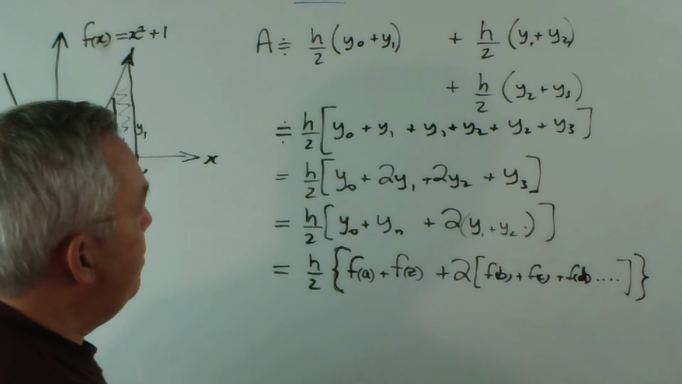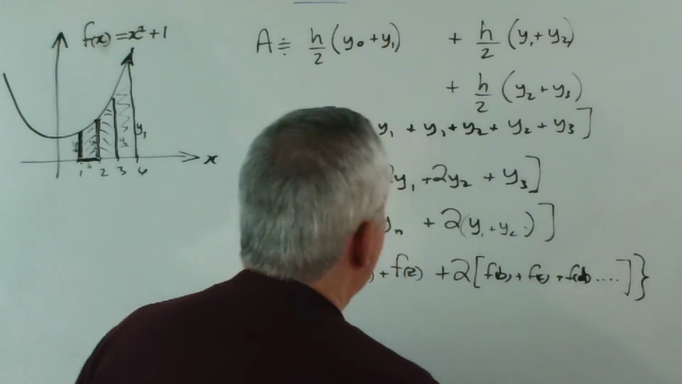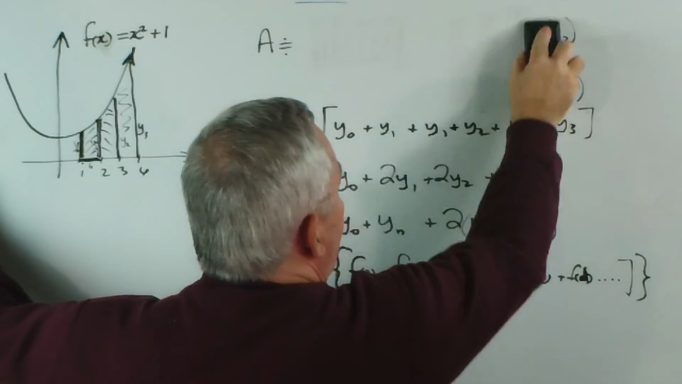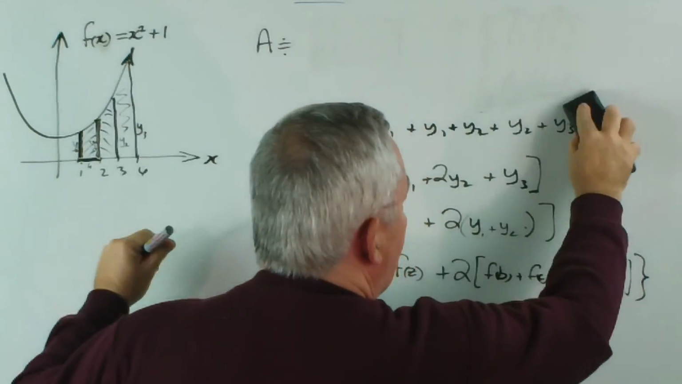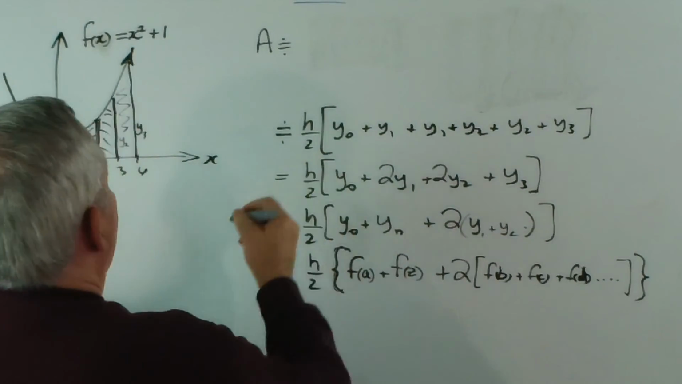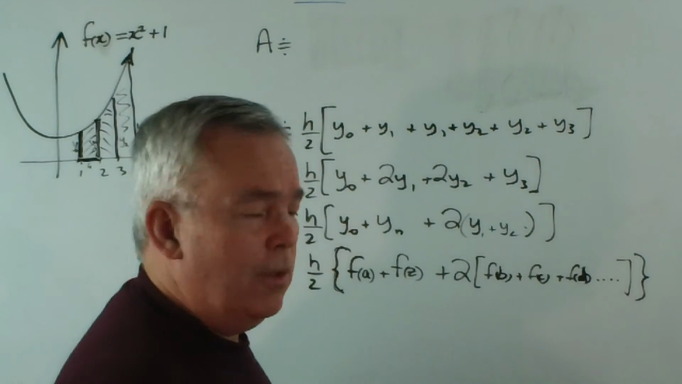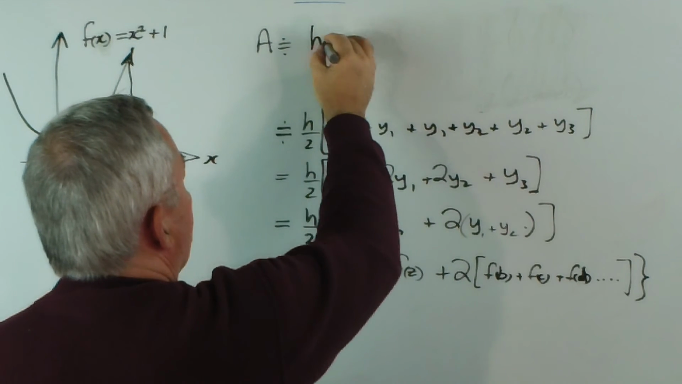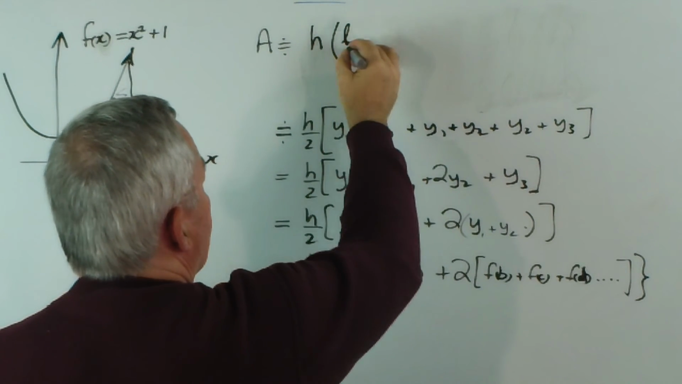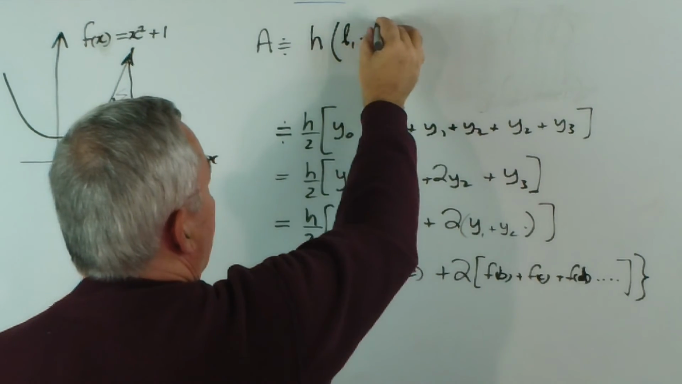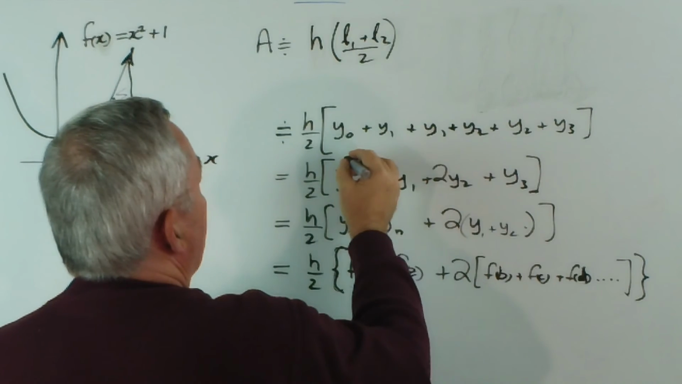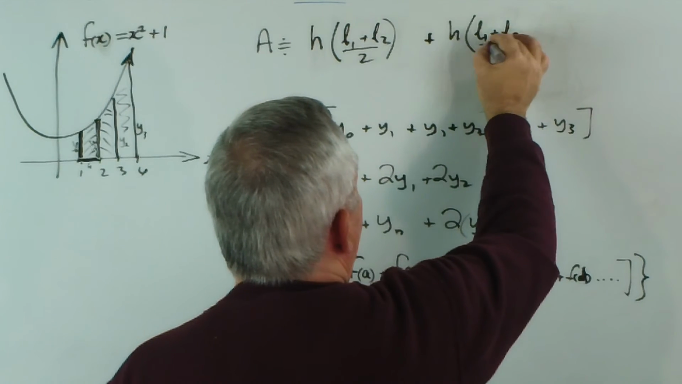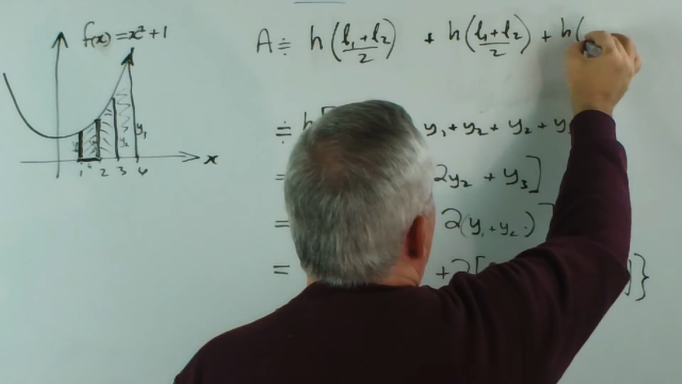Some people even resort to this. I'm just going to remove this from the beginning and say, hearkening back to my formula for the area of a trapezium or a trapezoid, H, L1 plus L2 on 2, plus, and we're going to find a second one and a third one.